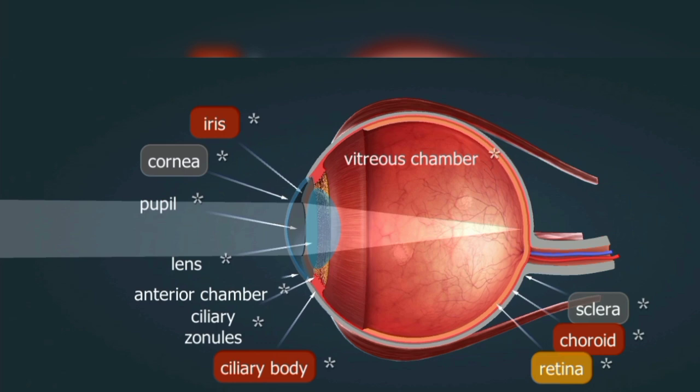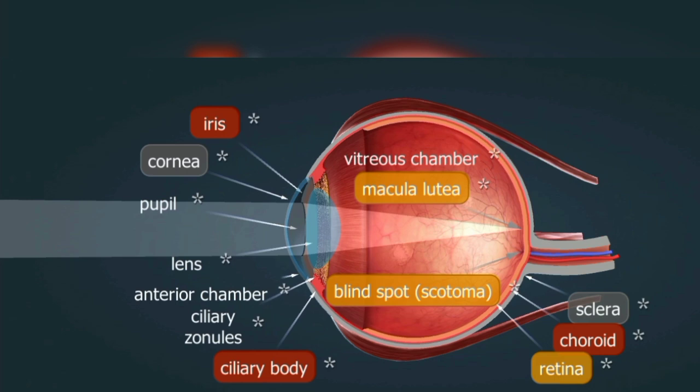The area of the retina responsible for visual acuity is called the macula lutea. In its center, there are only cone cells, while around the edge, there are more rod cells. The blind spot is the place where the optic nerve passes through the retina. There are no receptor cells here.